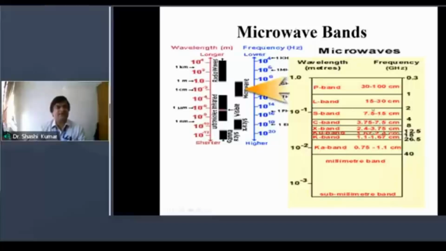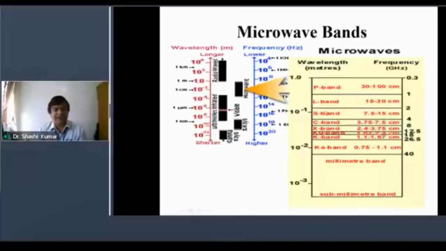L band is covering 15 to 30 centimeter, and P band is covering 30 to 100 centimeter. Now when we are moving from K band to P band, there is a decrease in frequency. It means that there will be a decrease in energy, but an increase in the wavelength. Here one can see that frequency is decreasing and the wavelength is increasing.